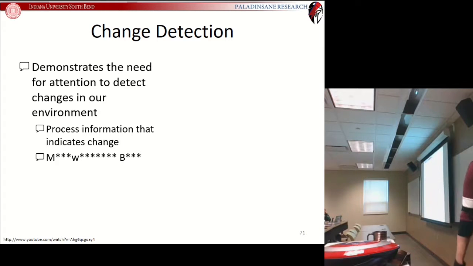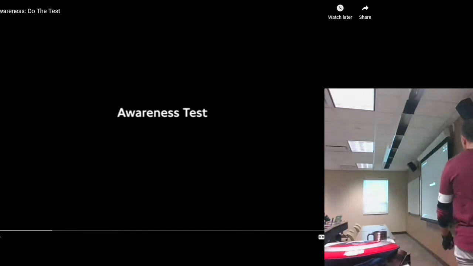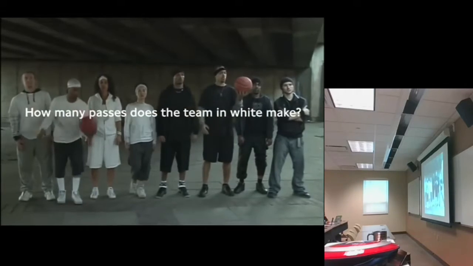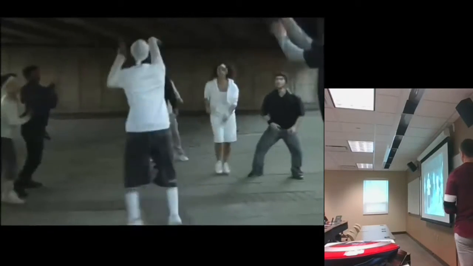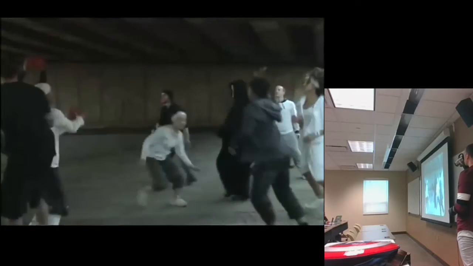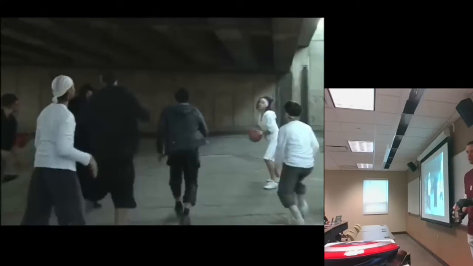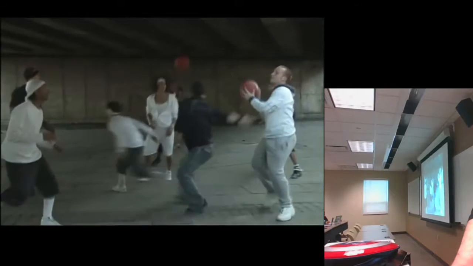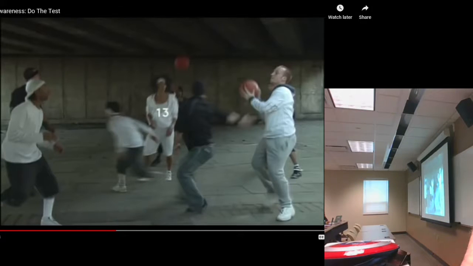I've got a backup just in case. But we'll see this test of awareness. Let's see if it'll work. Yeah, I kind of spoiled it a bit. But anyways, take a look at the test of awareness and follow the instructions. How many passes does the team in white make? The answer is 13. But did you see the moonwalking bear?